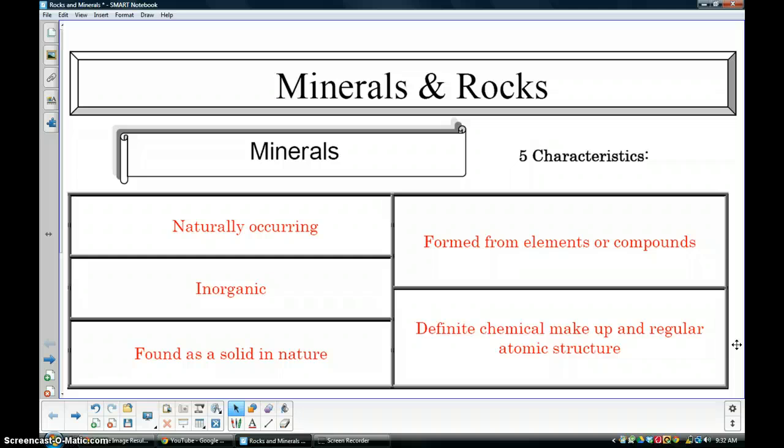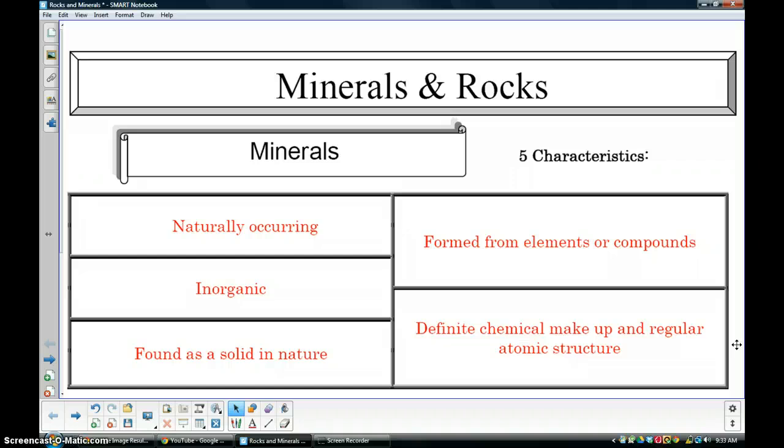So inorganic means that it's never part of a living thing. It's never been part of a living thing. Found as a solid in nature, so it needs to be found at some point as a solid. So certain chemicals that are only gases are not technically considered mineral.